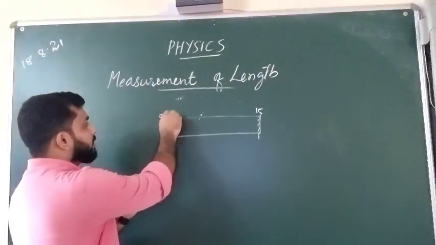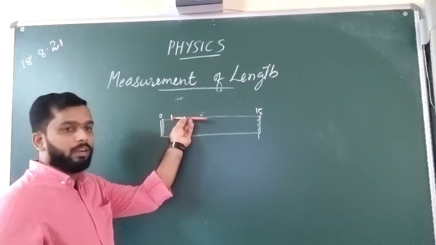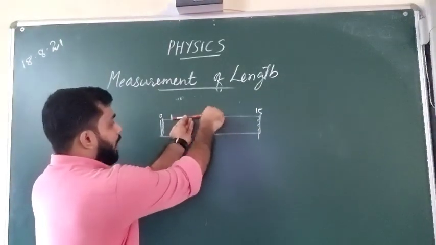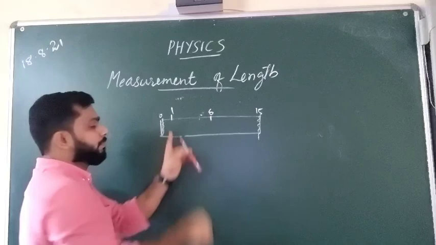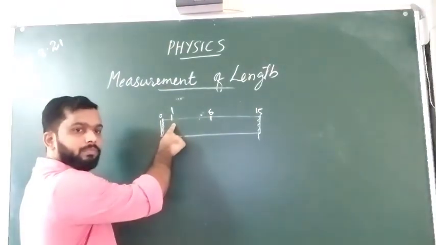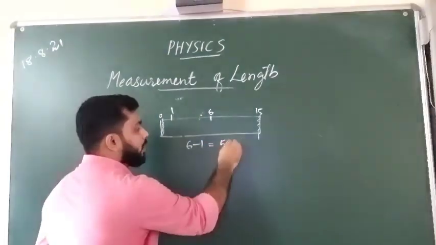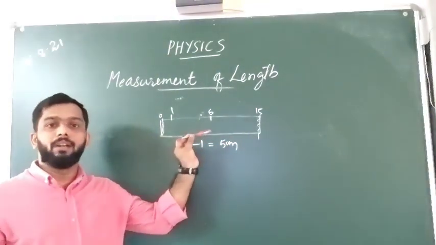Sometimes if 1 is there properly, I can keep it on 1. Then the pen will go up to maybe 6, for example. 1 to 6. How will I calculate? 6 minus 1. That means 5 centimeter is the length of my pen.